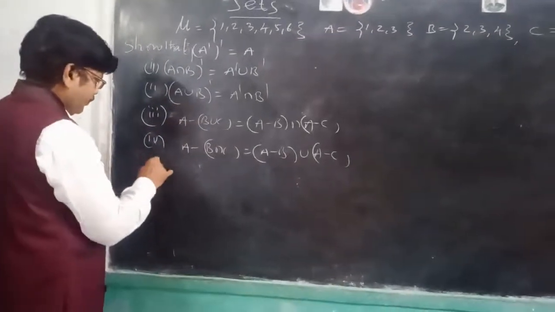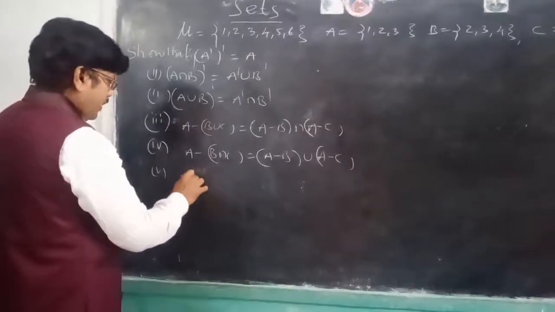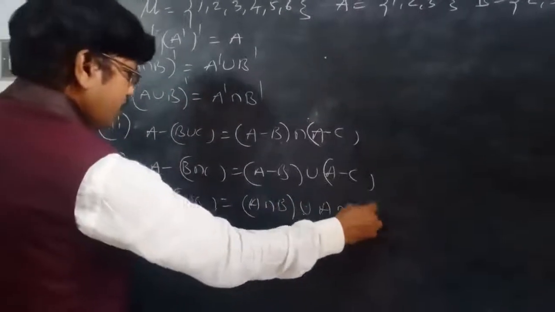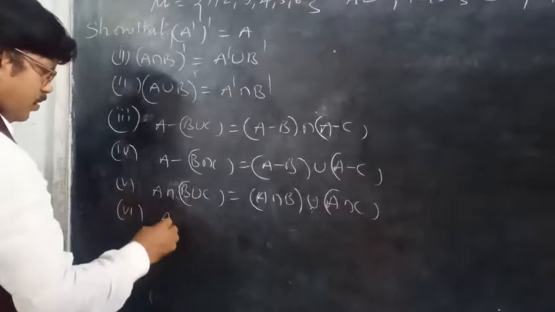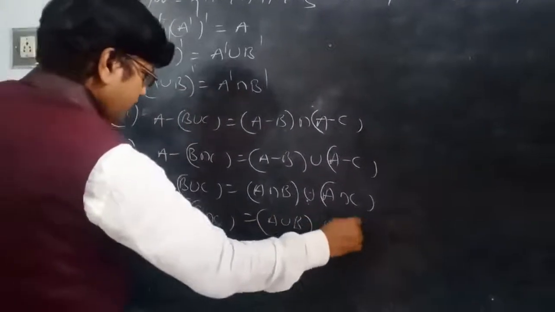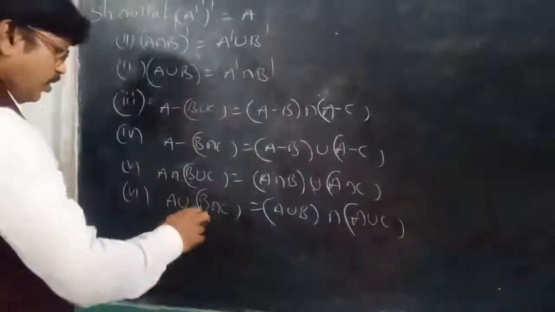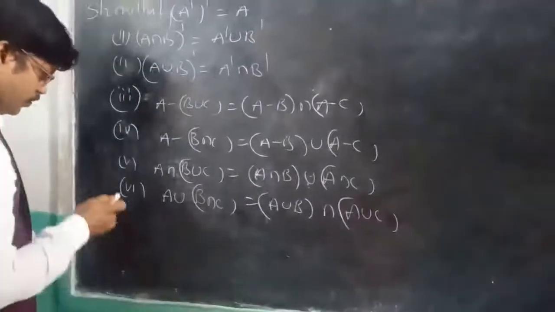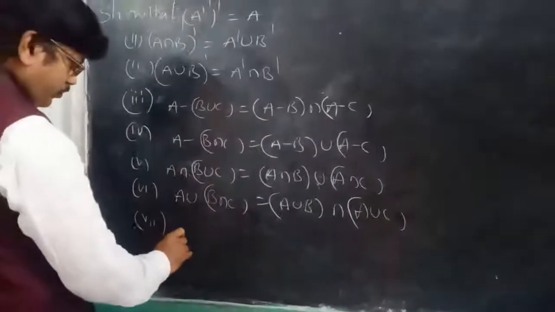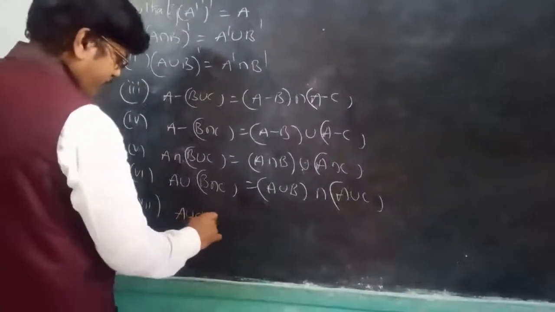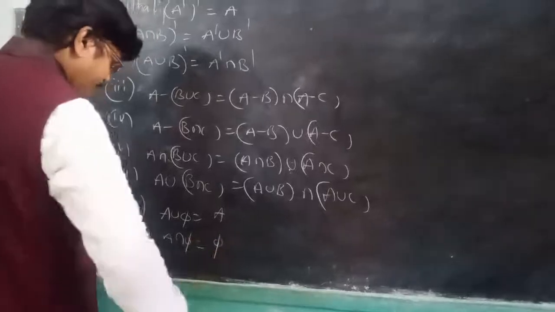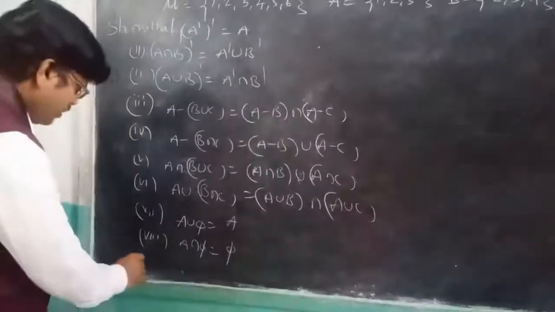and A intersection B union C equals A intersection B union A intersection C. A union B intersection C equals A union B intersection A union C. A union pi equals A, and A intersection pi equals pi.